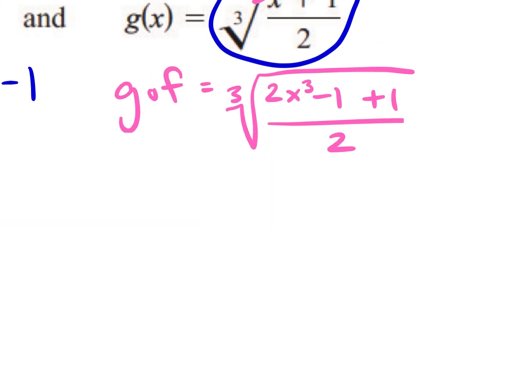Now here, what would simplify first? So when you're simplifying, make sure you follow your order of operations. You can't just start canceling things out right away. It matters what order you do it in. What do you think would cancel here first? The ones. Minus 1 plus 1 would cancel. So we have the cubed root of 2x cubed over 2.